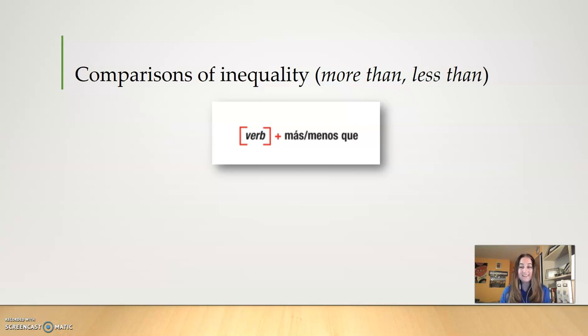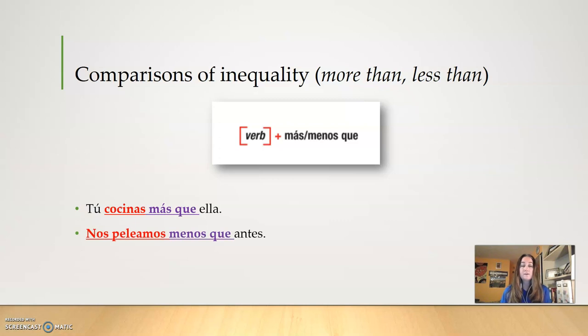One more kind of more than, less than comparison, and this is with verbs. The formula is a little bit different. To make more than, less than comparisons with verbs, we start with the verb and then add más que o menos que. Por ejemplo, tú cocinas más que ella. Verb followed by más que. You cook more than she does. Nos peleamos menos que antes. Verb, nos peleamos, followed by menos que.